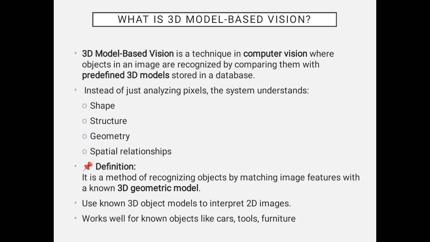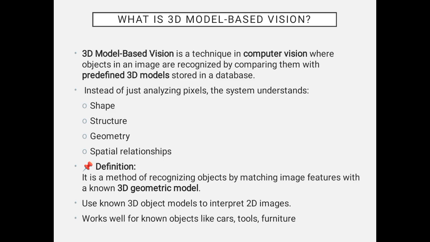Here we have a simple definition. It is a method of recognizing objects by matching image features with a 3D geometric model. The key idea is to use 3D object models to interpret a 2D image. Even though the input is 2D, the system internally uses 3D knowledge to understand it. This is especially useful for objects with fixed shapes like cars, tools, and furniture. For example, a car looks different from different angles, but its 3D structure remains the same.